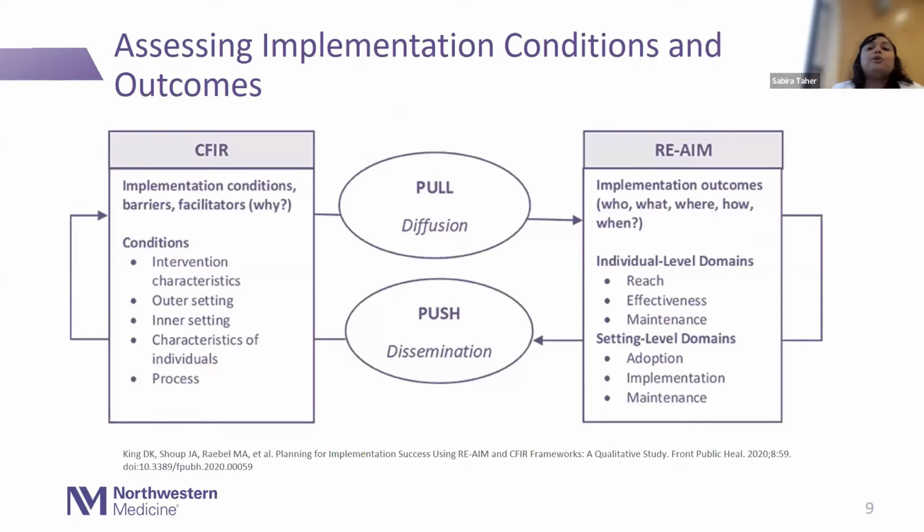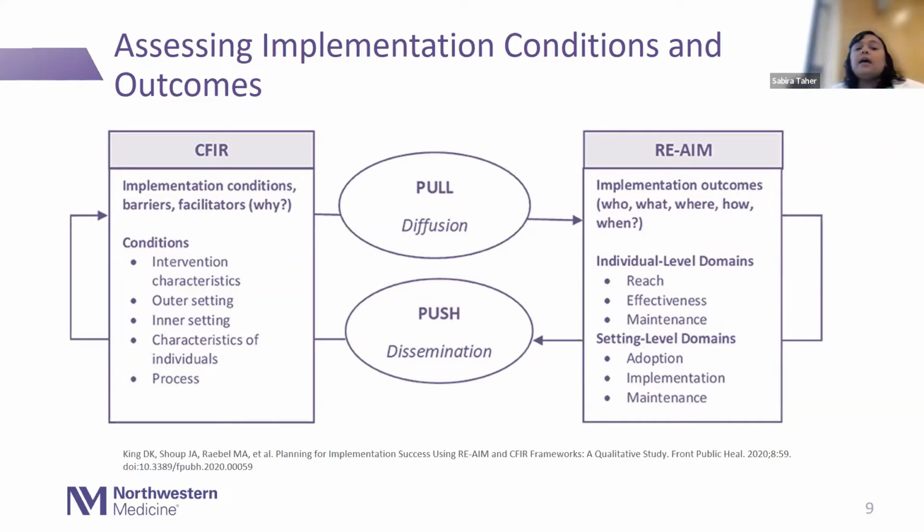Lastly, I just want to show you a model for how we assess implementation conditions and outcomes. It's important to assess both of them. I talked about CFIR already. It answers the question of why. Why did implementation fail? Why did it succeed? And then RE-AIM, which many of you may be familiar with, which is a popular public health framework used for implementation, it stands for reach, effectiveness, adoption, implementation, and maintenance, and answers the questions of who, what, where, how, and when.